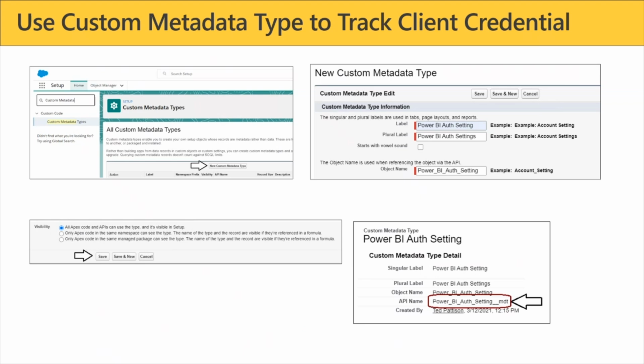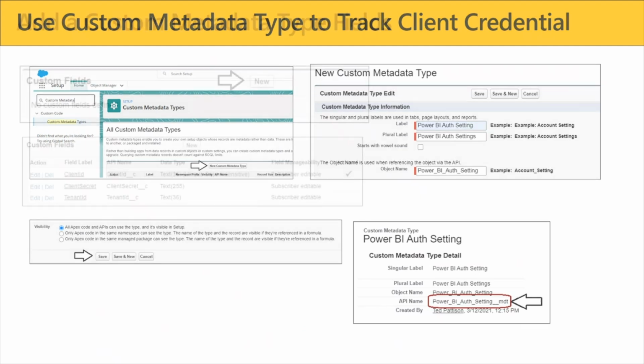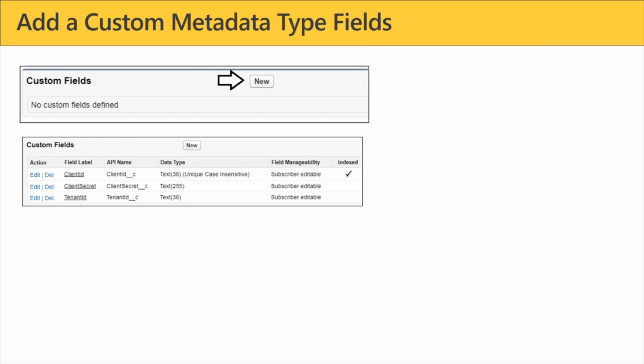Now, in Salesforce, there's lots of ways that you can track credentials. They have something called named credentials, which is great for user credentials. What I like to do with service principal credentials is to create something called a custom metadata type. The idea is you get to create your own custom table schema. And so I've created a custom metadata type, and note that I can add whatever fields I want. So I've added client ID, client secret, and tenant ID.